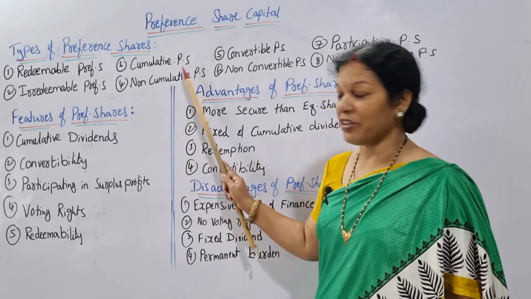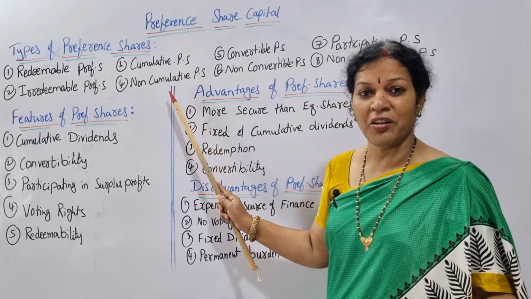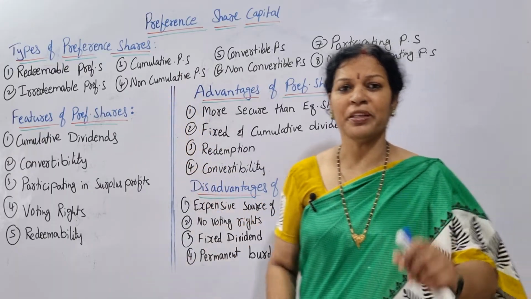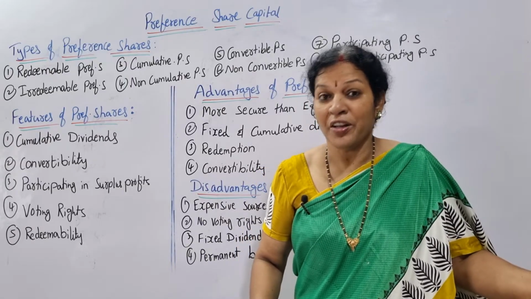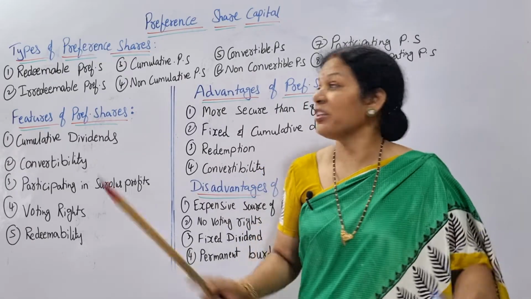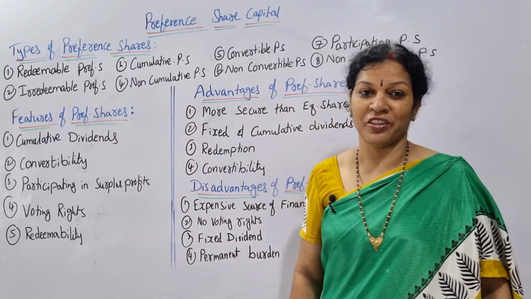Fourth one is non-cumulative, easy to understand. When the company gets profits, these people are going to get the dividend. No profit, no dividend. No cumulation. That is why we say it as a non-cumulative preference share.